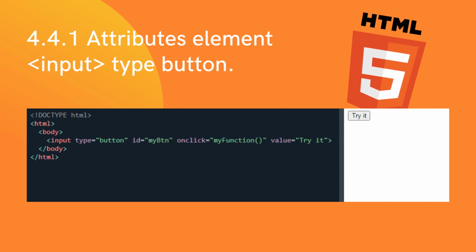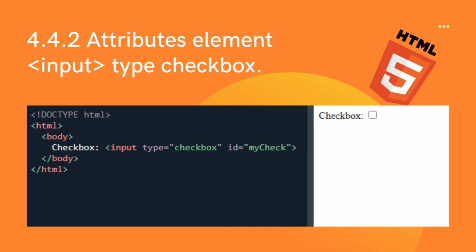Attribute the input type button element. The type attribute returns the type of the input button form element. Value attribute specifies or returns the value of the value attribute of the input button. Example. Attribute the input type checkbox element. Type attribute returns the type of the checkbox form element. Example.